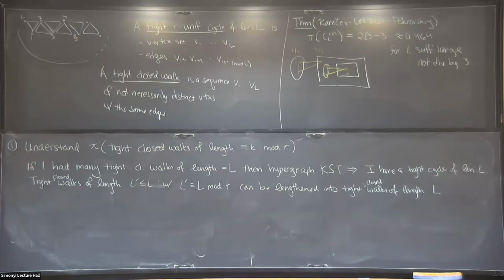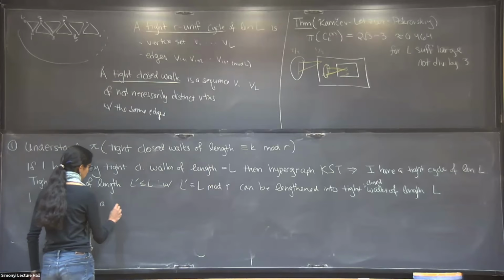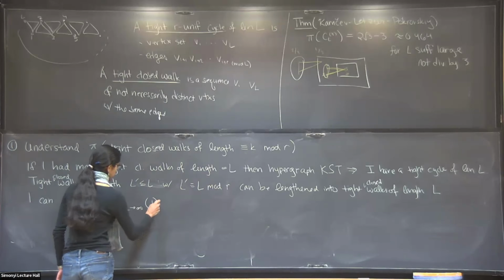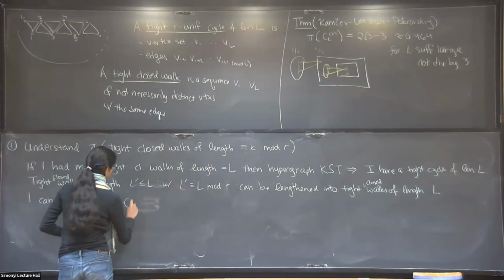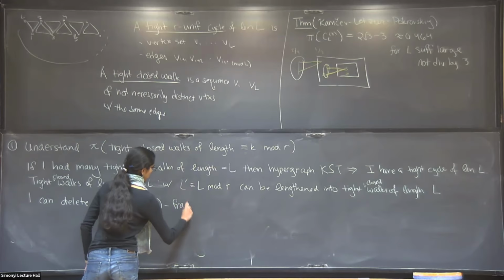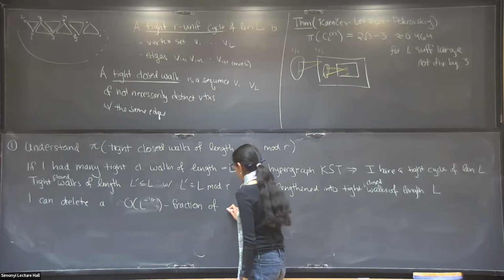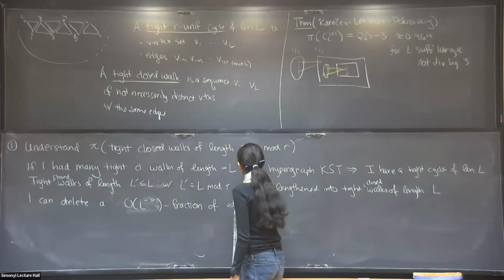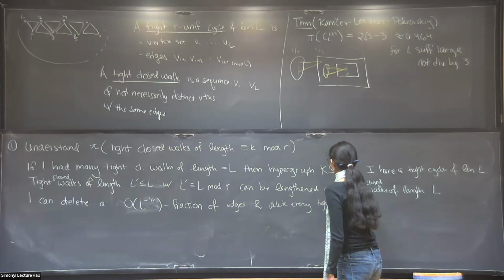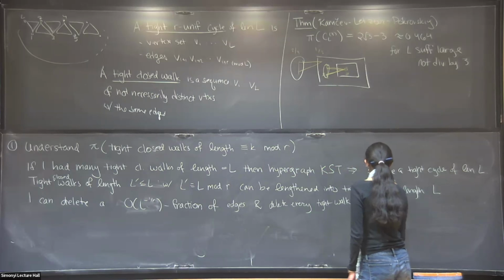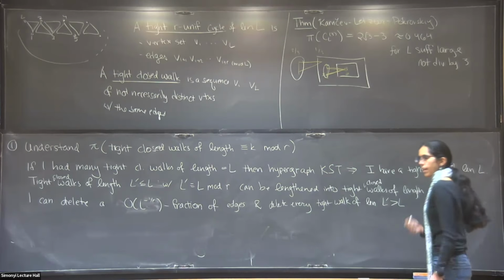But I've told you that I'm also allowed to forbid long tight walks. So the last step is, it turns out, and I'm not going to tell you how to do this, but it's not super challenging. I can delete a little o of 1 as L goes to infinity. This is something like L to the minus 1 over R. Actually, I'll just write it out. I can delete a small fraction of edges, and also delete every tight walk of length greater than L that can't be shortcutted.